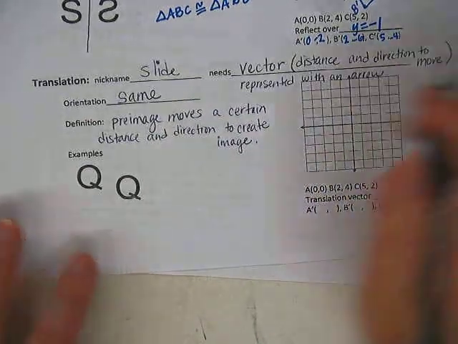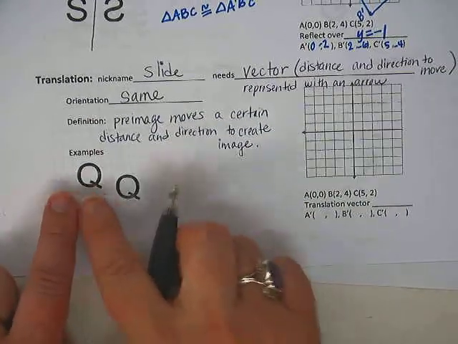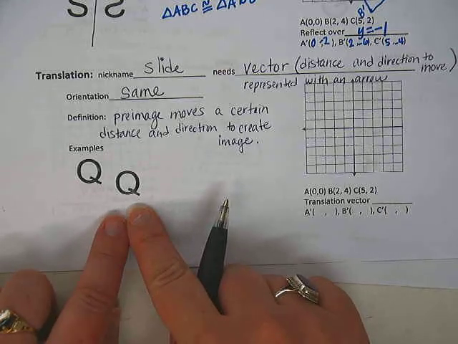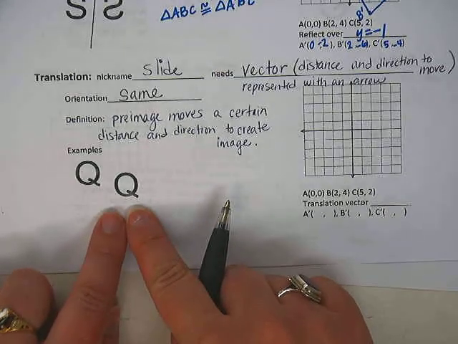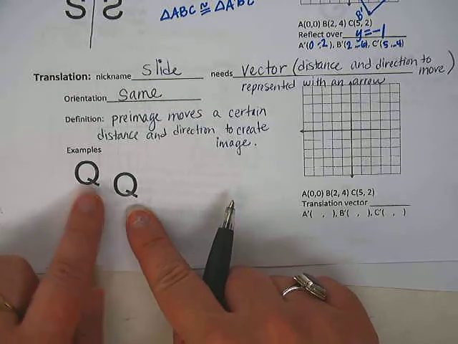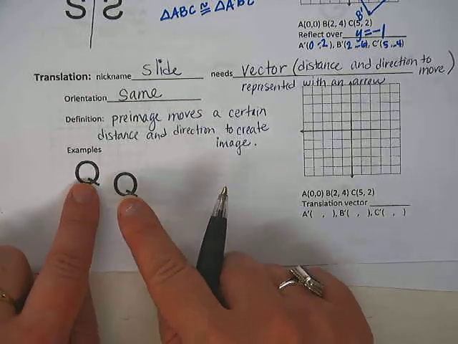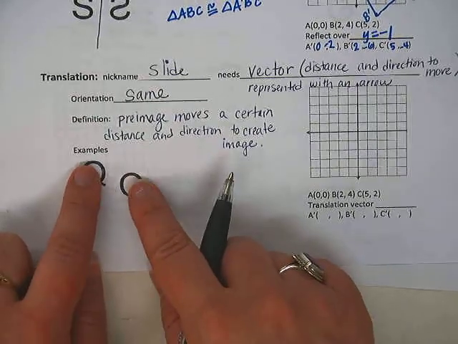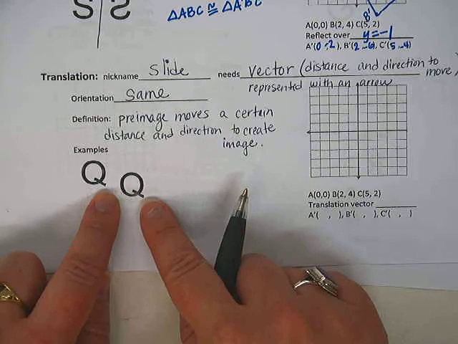Lots of tessellations are done by translations. Lots of tessellations are done by just taking one shape and moving it around to get the rest of your tessellation. Okay, here's an example of a translation. We have the letter Q, and then we have a new letter Q that's just moved. So we need an arrow that shows where and how far it's moved.